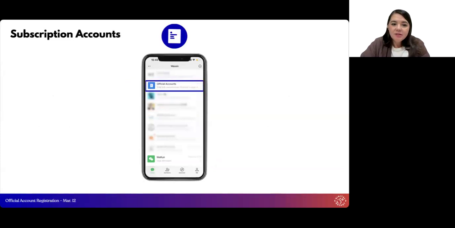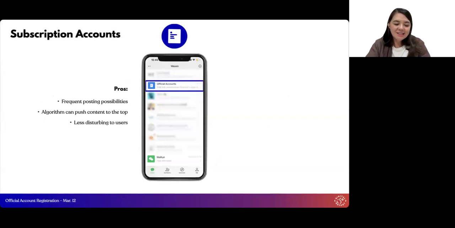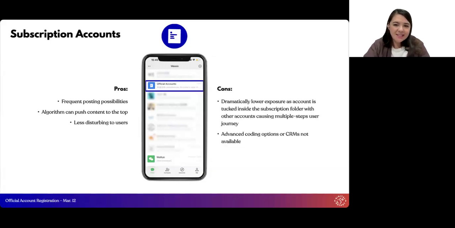So for the subscription accounts, they have some pros and cons, right? First of all, the pro is you can post as much as you need. And if your readers interact with the content, the algorithm will also push this content in this folder to the top. Also they are less disturbing to the users. So normally users will not tend to unfollow this account that much because the news is not so obtrusive to them. But the con is that they have much lower exposure because it's inside the folder.